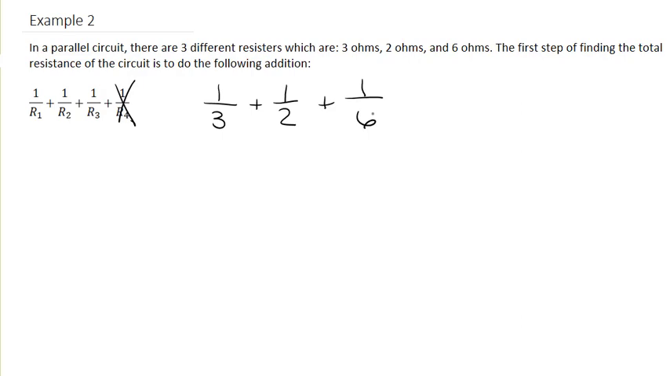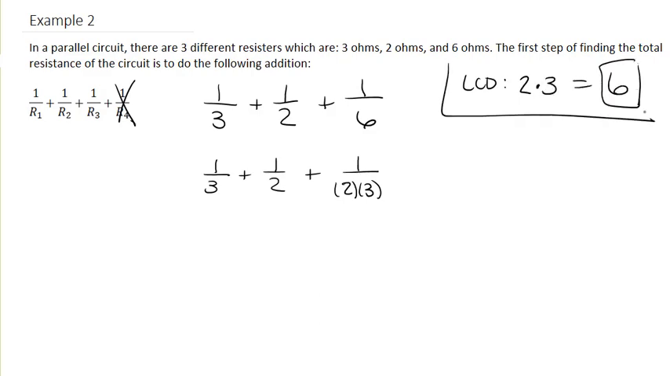So like we've done before, let's find our prime factorizations. So we have 1 over 3 plus 1 over 2 plus, and then 6 can just become 2 times 3. So our least common denominator, for all the unique factors, is 2 times 3. So that's equal to 6. So this is a little bit easier on this problem.